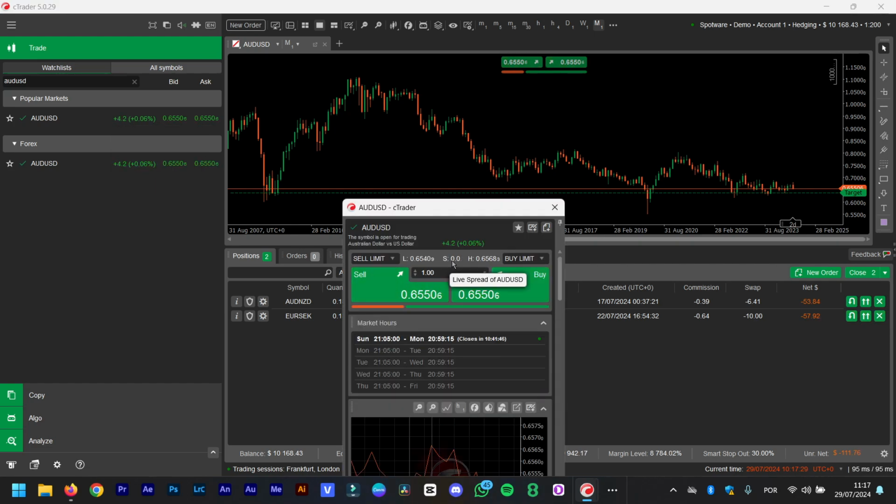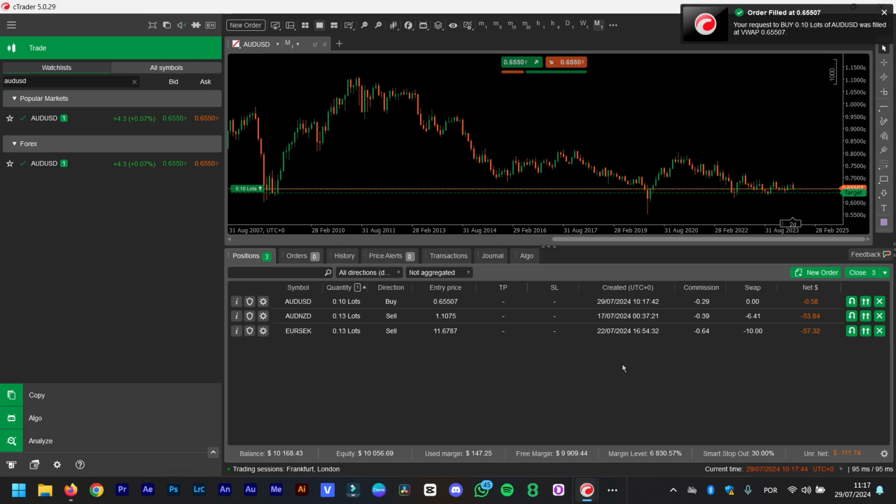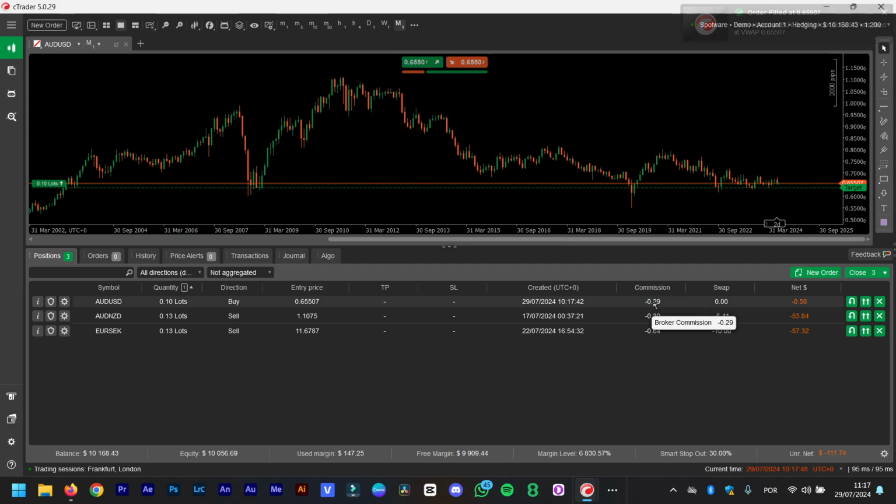As you can see, the spread is pretty cheap right now, so I'm gonna buy it. And by the way, I'm not gonna buy one complete lot size, but I'm gonna buy 0.10. Okay, so that's gonna be it. As you can see, the commission is 29 cents. I don't know if the swap is gonna be positive or negative for this one. I'm sorry about it. And the spread was very cheap.